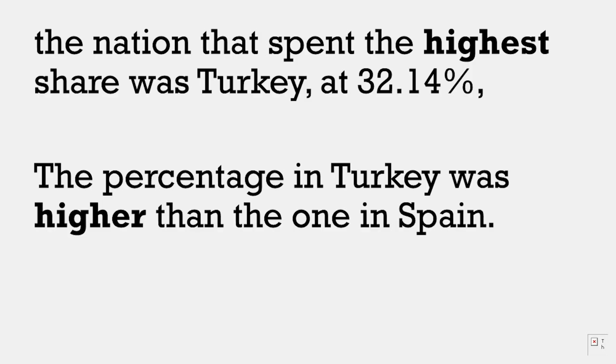Here's a couple of examples from my report on your screen. The nation that spent the highest share was Turkey at 32.14%, and the next one, the percentage in Turkey, was higher than the one in Spain. You're going to want to learn vocabulary for paraphrasing the names of charts. Make sure that you know things like pie chart, table, bar chart, line graph. Typically in the instructions, they just use the word graph. So if you know it's a line graph or a bar chart, bar graph, that's an easy paraphrase, right?